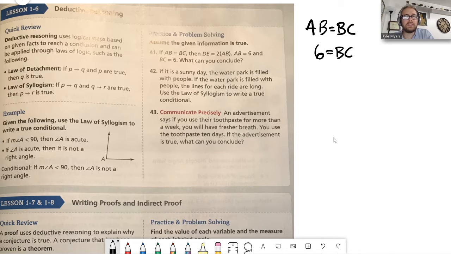And BC equals 6. Well, yeah, that makes sense. If AB equals 6, then BC would have to equal 6. They didn't even have to tell us that. So I just replaced AB with 6.